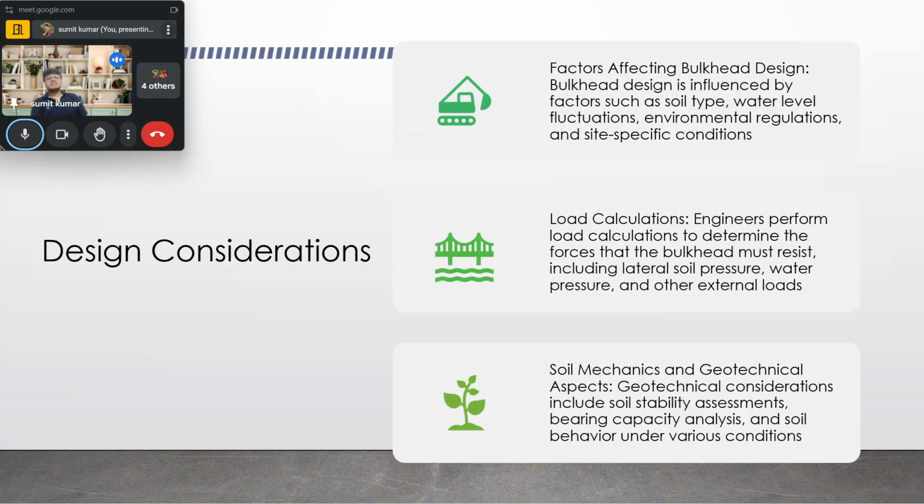When we talk about design consideration, the design is influenced by factors such as soil type, water level fluctuation, environmental regulation, and site-specific conditions. When doing the load calculation, engineers determine the forces that the bulkhead must resist, including lateral soil pressure, because when we protect the shore of a river or sea shore, the soil will be behind it and on one side the water will be there. So the lateral forces, including lateral soil pressure, water pressure, and other external loads, must be resisted. In geotechnical engineering, this involves soil stability assessment, bearing capacity analysis, and soil behavior under various conditions.